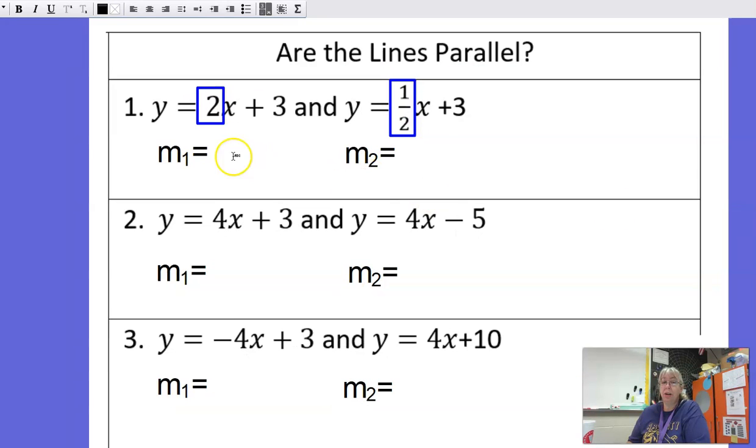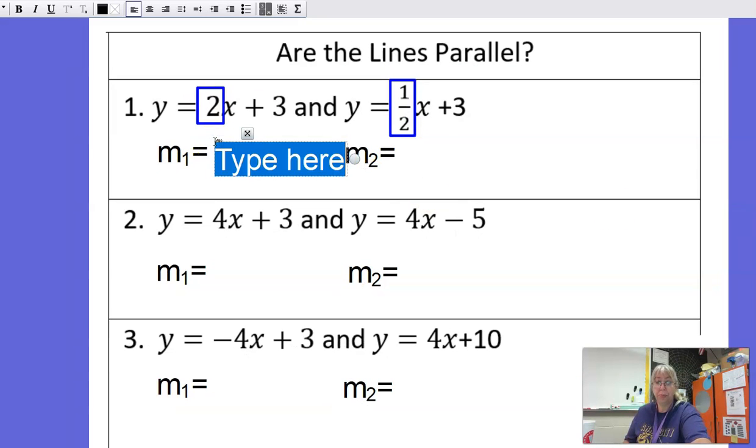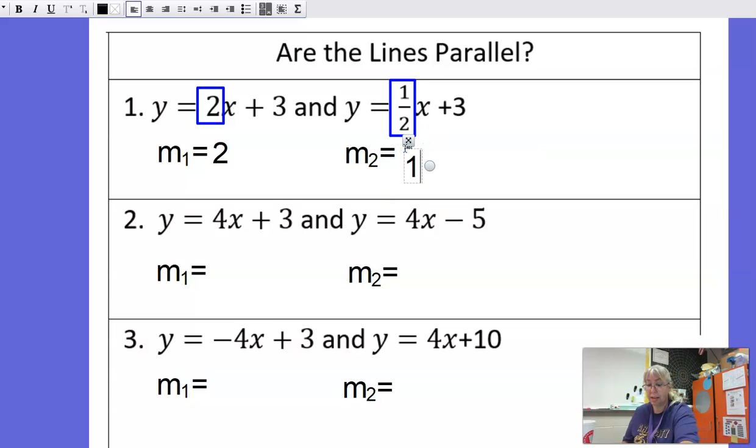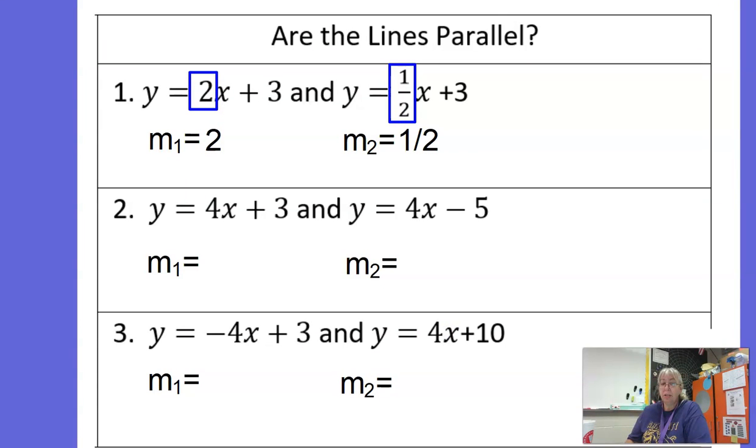Okay, so what do we notice about 2 and 1/2? Are they the same number? No, they're different. So my slopes are different. That makes my lines not parallel. These lines would intersect.